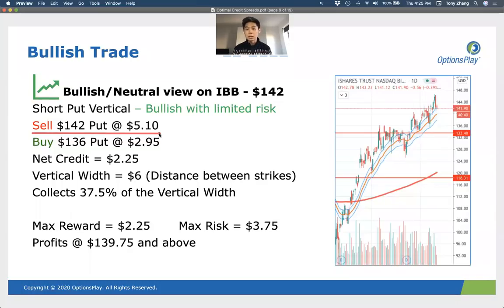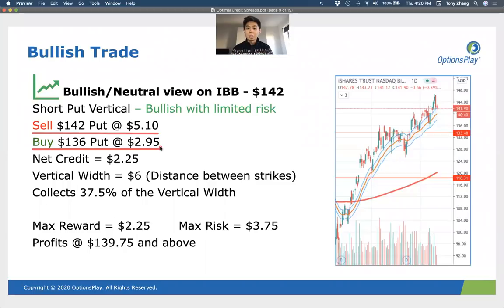Credit spreads allow us to take a very similar trade to selling a cash secured put or a naked put at the money, which maximizes our income, but we do it in a way with limited risk. So what we do is we buy a lower put against it. In this particular case, let's say I buy a 136 put against it. And let's say I collect $5.10 by selling the 142 put. I pay $2.95 to buy that 136 put.